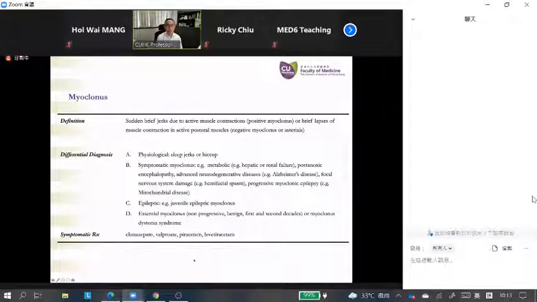We move to myoclonus. Myoclonus is a sudden jerk. It's just like a hiccup, a diaphragmatic myoclonus. Sleep jerks, all of you may have experienced, is when you're on the verge of falling asleep, you suddenly wake up with a jerk of your leg. Then you wake up and fall back to sleep again. So this is a kind of myoclonus. By definition, myo is muscle, clonus is twitching.